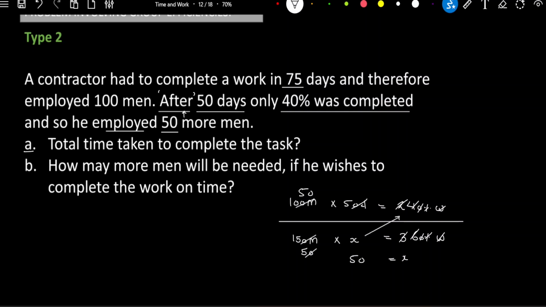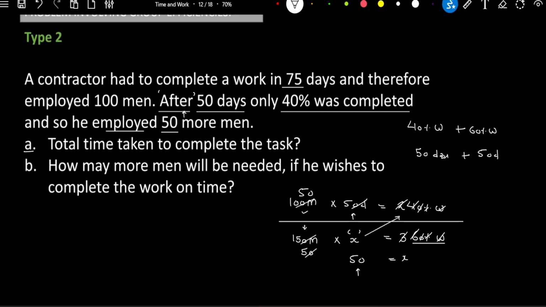What was x here? x was the number of days taken by this new group to complete 60% of work. So to answer your first question, total time taken to complete the task: you will say 40% of the work has been completed by 100 men in 50 days. So the 40% work was completed in 50 days, while the remaining 60% of work is completed in x number of days.